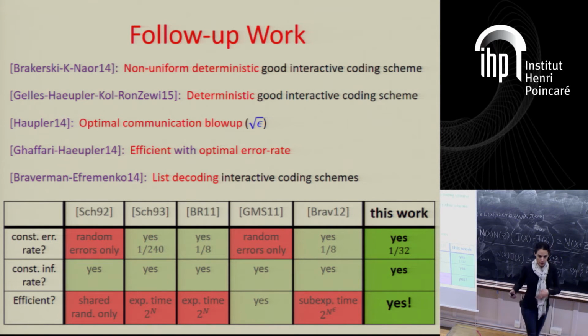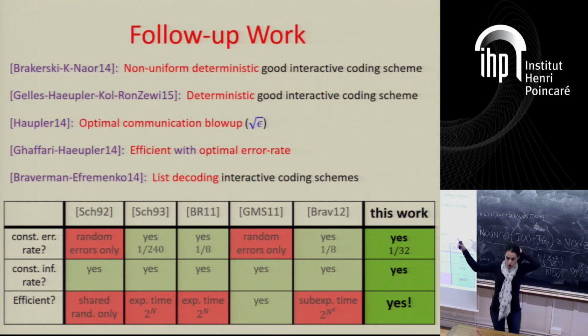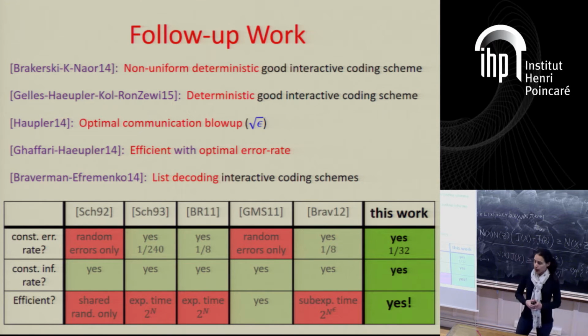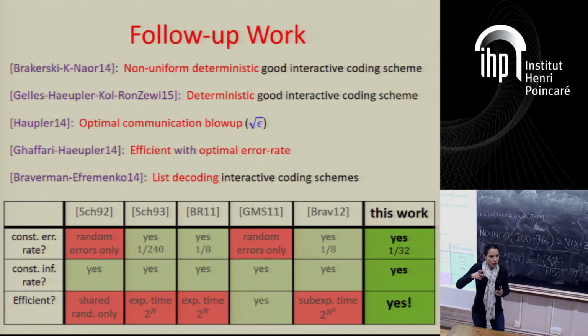Before I continue, I want to point out some follow-up work that happened after that, some of which I'm going to mention later on. The first thing is this randomized business is annoying. Why do we need to flip coins in order to communicate? It doesn't seem necessary. So do we really need it to get efficiency or not? In work with Brakerski and Kalai, we managed to get our construction to not use randomness.